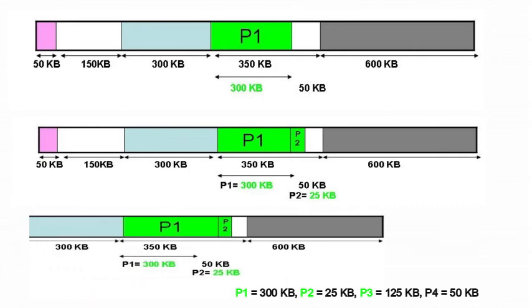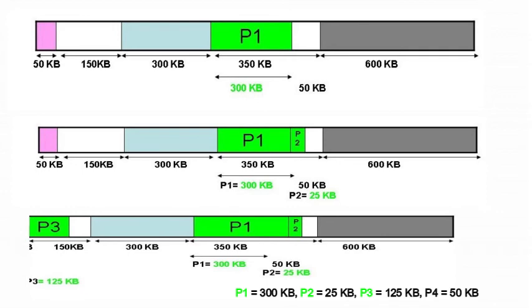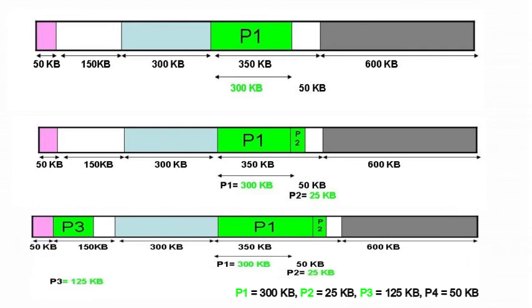25 kilobyte is stored near P1. Now next is P3. P3 is 150, so it will come out in the given figure. P3 already occupies 125 kilobyte. Now next process P4.